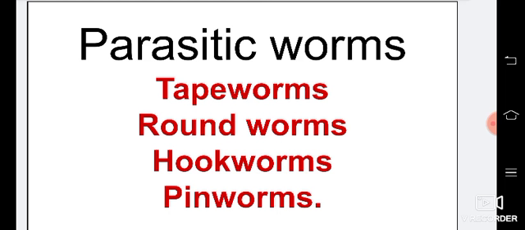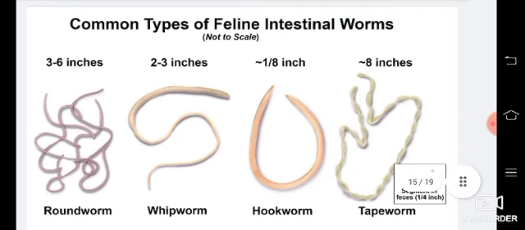For example, diarrhea and dysentery, and because of these worms living in our digestive system, we usually have general weakness, and we have anemia. Anemia means your red blood cell count becomes low, hemoglobin will be low. That is anemia. Look at this picture. These are the common types of feline intestinal worms: roundworm, whipworm, hookworm, tapeworm. These worms live in our intestines. Worms cause some diseases.